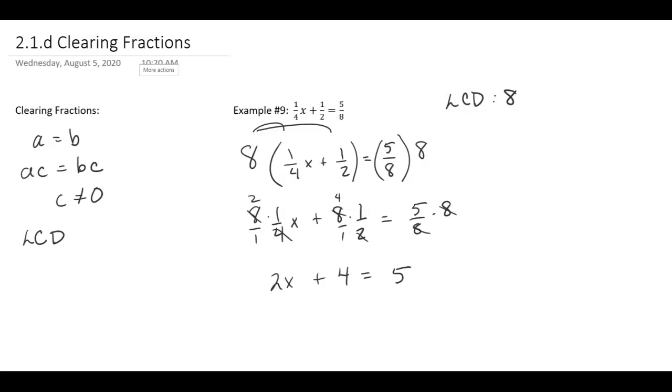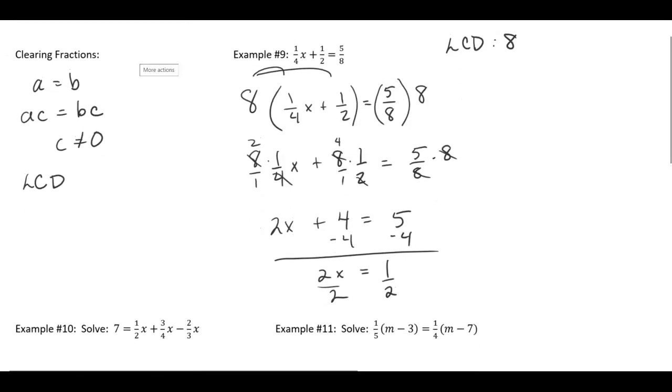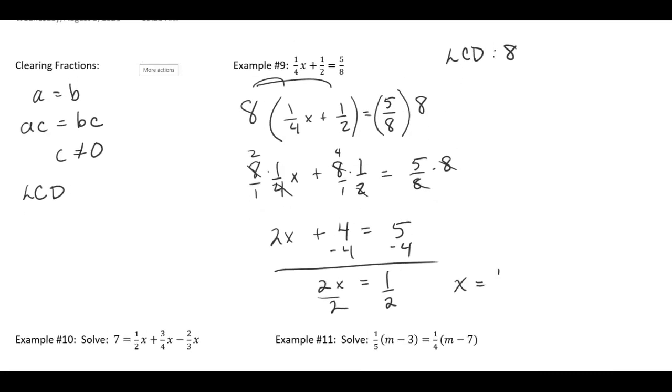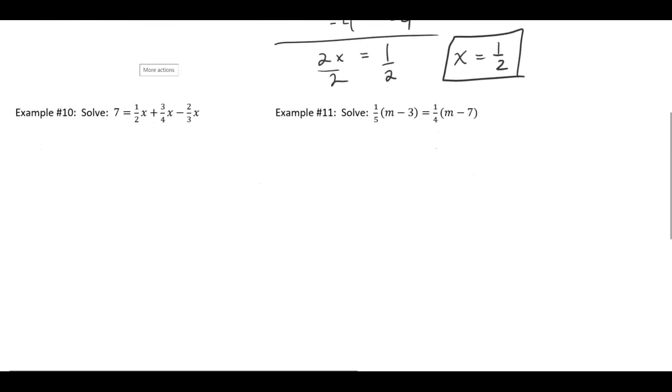Now we don't have any more denominators, and that's the whole idea: we say we are clearing the fractions. We get rid of the fractions, and we can do that because it's an equation. So that's why we're allowed to multiply both sides by the LCD. Okay, now it's just an equation to solve. We're going to subtract 4 from both sides and get 2x equals 1. And then divide both sides by 2. And so we get x equals 1/2. Okay, so that's the idea of clearing the fractions.